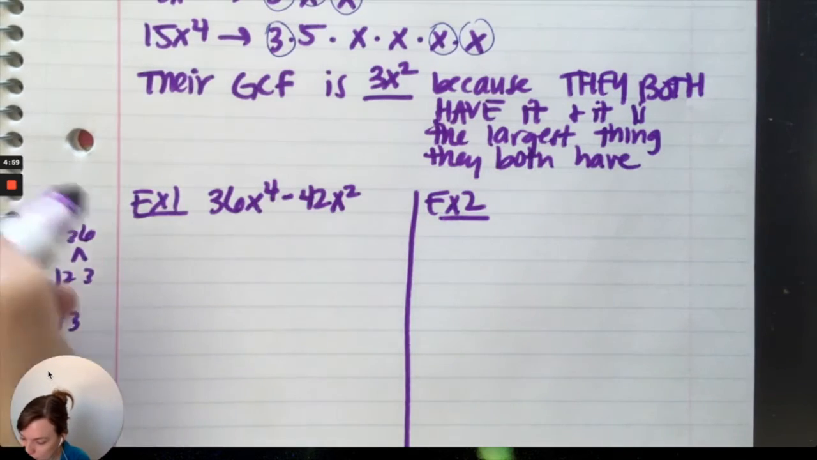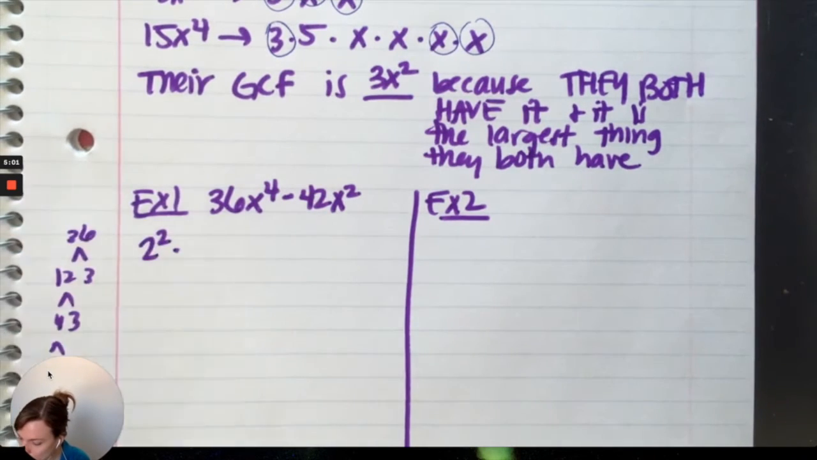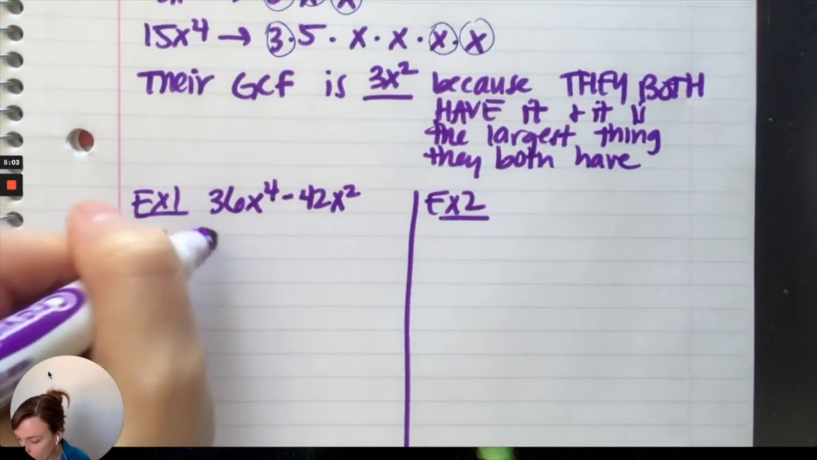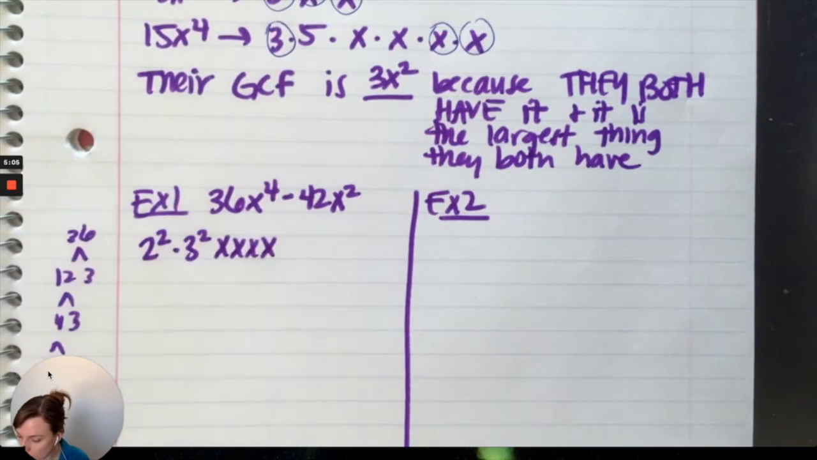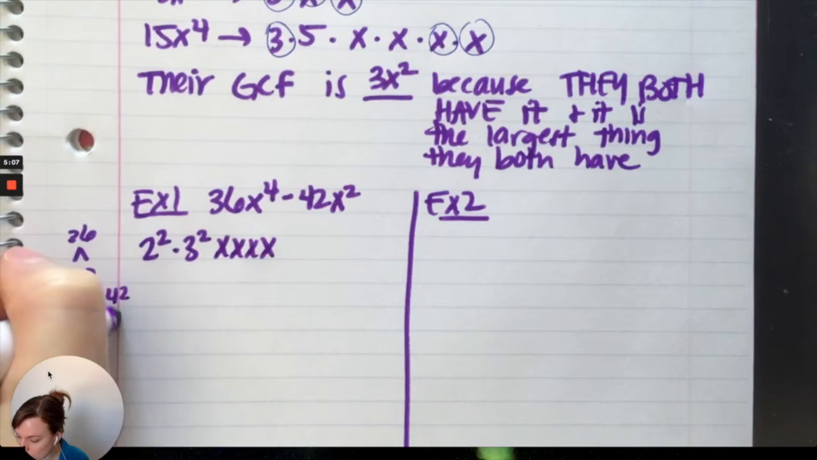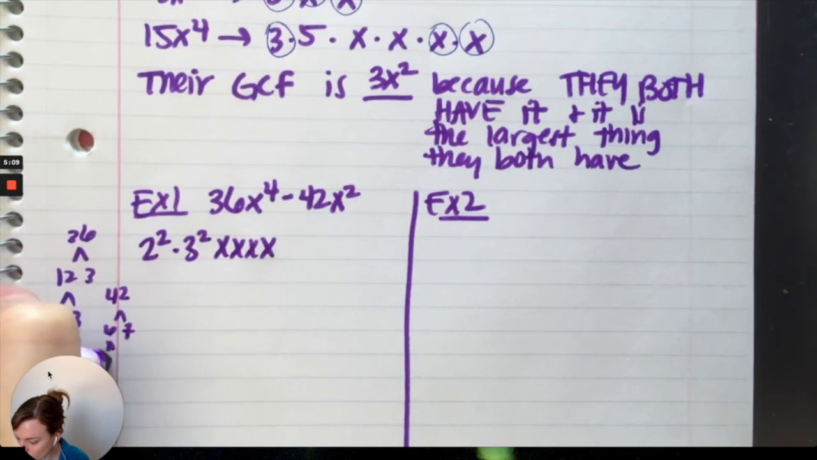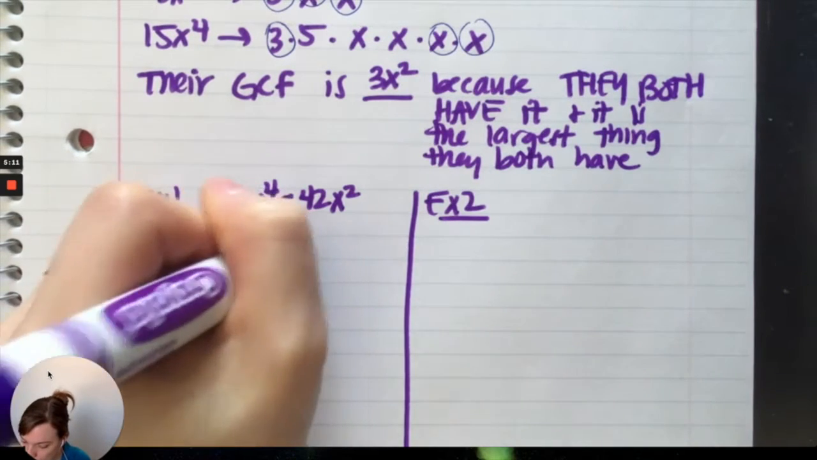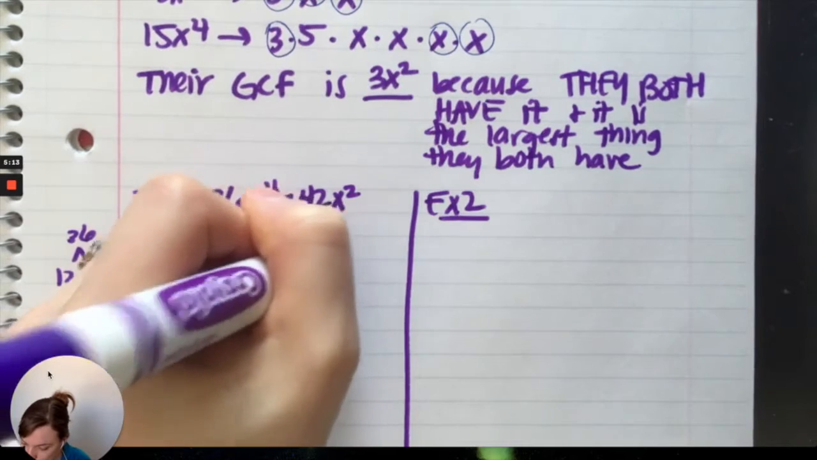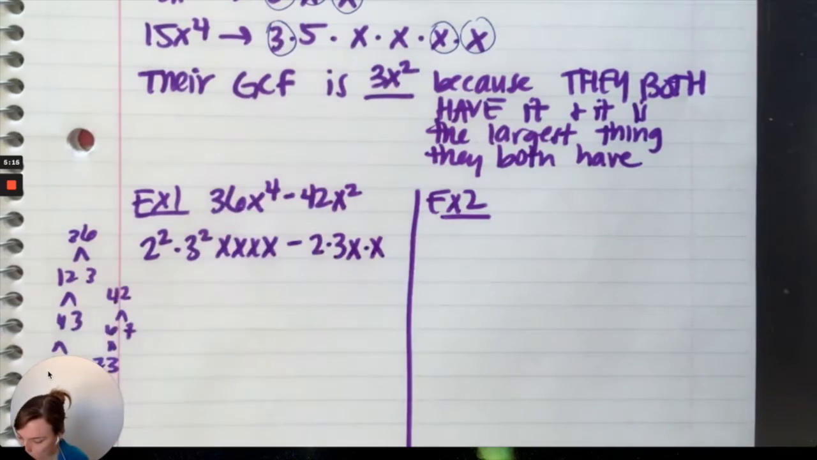Okay, so 36 is going to be 2 squared multiplied by 3 squared, and then we can put the 4 x's. 42 is going to be 6 and 7. That's a 2 and a 3, so it's going to be minus 2 times 3, and then x times another x. You can put dots between your x's. You don't have to because it's assumed that it's multiplication.